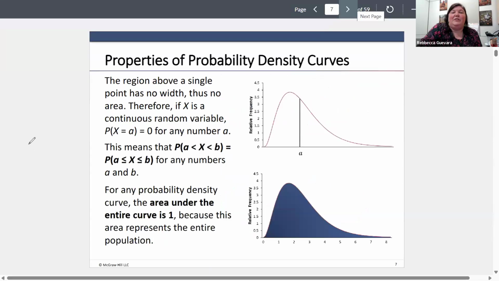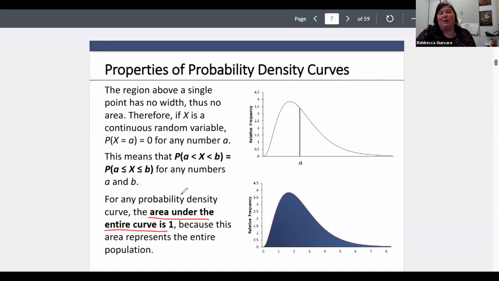So once again, the properties of a probability density curve. The one I already told you is that the area under the entire curve should equal 1, because like I said, the probability curve represents everything. So it's going to be 1, which also means 100%.